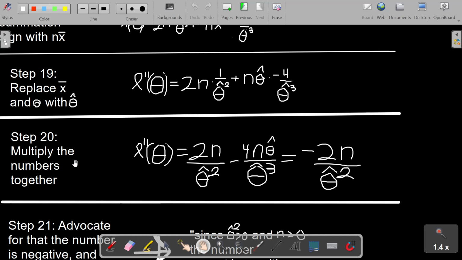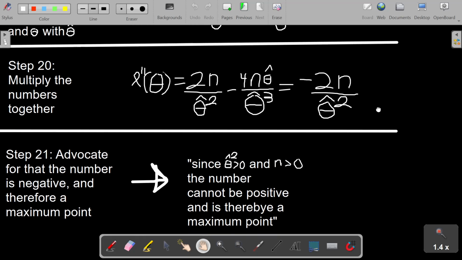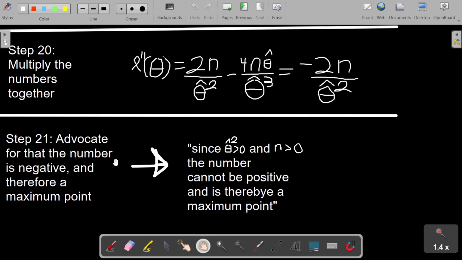Step 20, multiply the numbers together. So here we essentially solve the equation, and the number we get is minus 2n divided by theta hat squared 2. And final step 21, advocate for that the number is negative and therefore a maximum point. And since theta hat squared 2 must be bigger than 0, and since n must be bigger than 0, and since these numbers cannot be negative, this number cannot be positive and is thereby a maximum point.